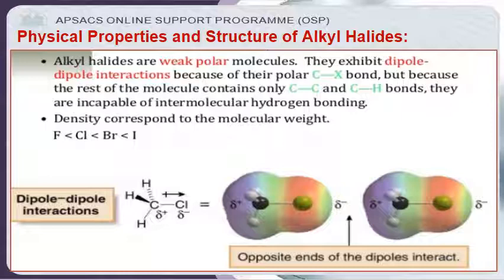The density corresponds to the molecular weight: fluoro has the least possible interaction, then chloro, then bromo, then iodo. So if there are different halogens, opposite ends of the dipoles interact with each other because of different charges, that is, partially positive and partially negative charges on the opposite sides of the dipole interaction.